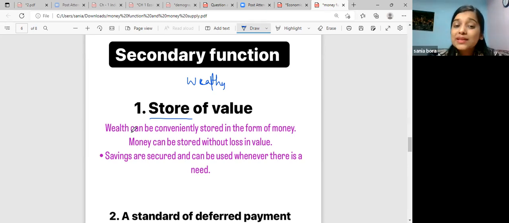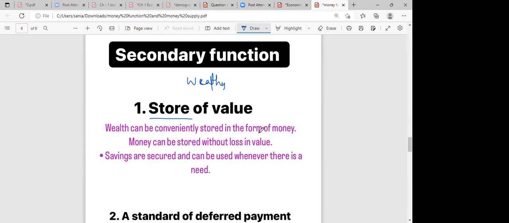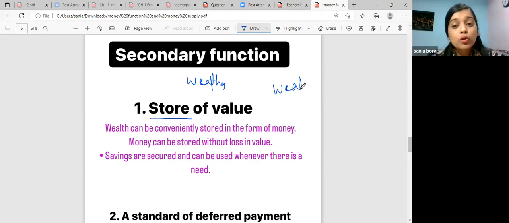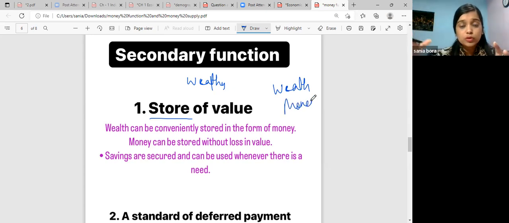Okay, so wealth can be conveniently stored in form of money. See, if you want to store your wealth, wealth is always stored in form of money only, right? You are not going to store it in form of pens, copies, mobile phones. No, you are going to store your wealth in form of money only. So wealth can be conveniently stored in form of money. Money can be stored without the loss in value.